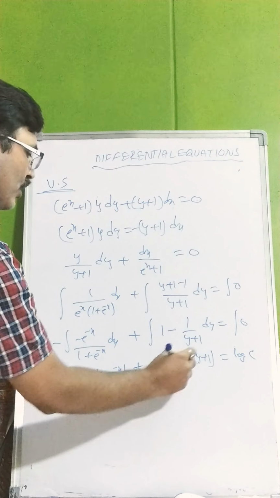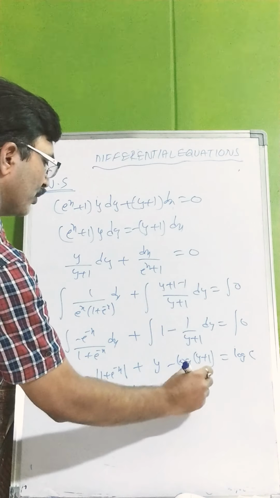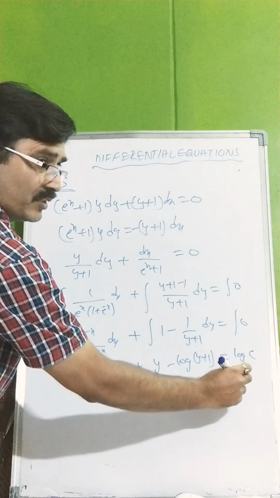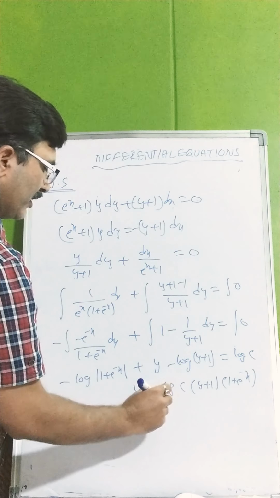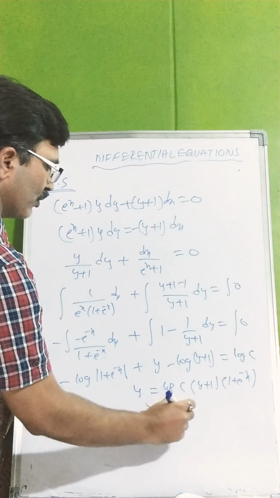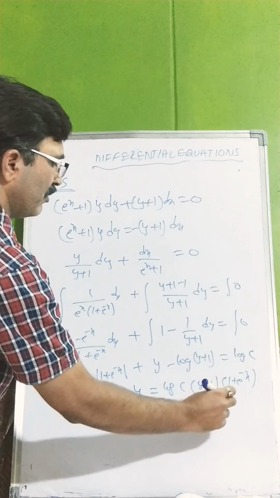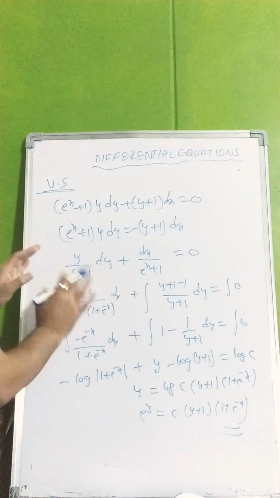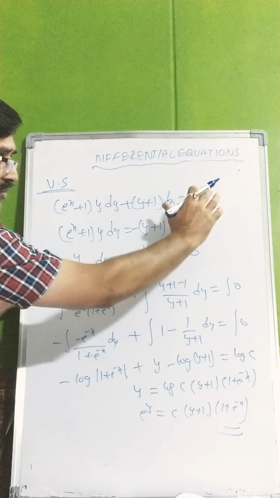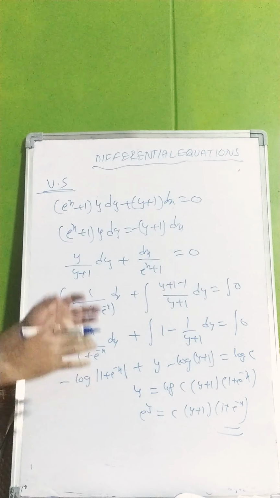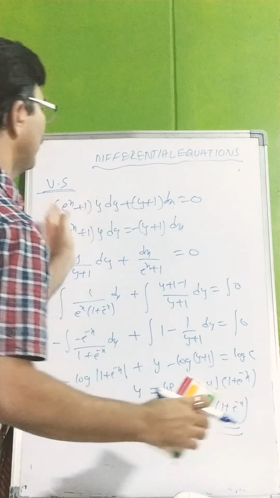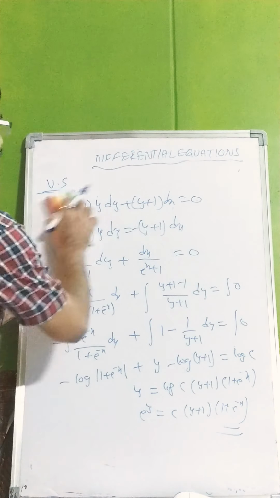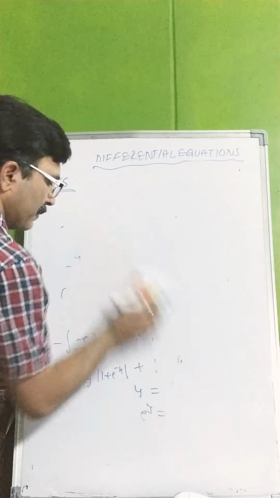So y is equal to, you see here, logarithm of c into y plus 1 into 1 plus e to the power of minus x, you will get it here. Or finally, e to the power of y is equal to c into y plus 1 into 1 plus e to the power of minus x. Like this we got it. This is called the variable separable method. That means solving a differential equation by separating all x's and y's along with dx and dy, and evaluating like this.